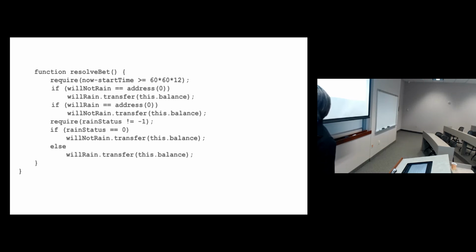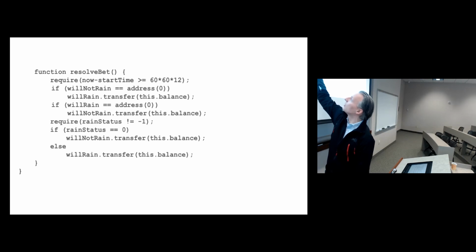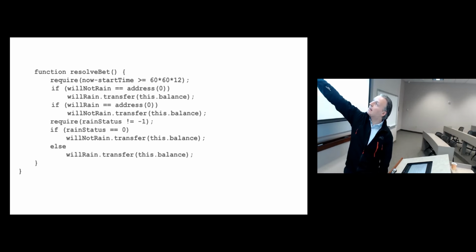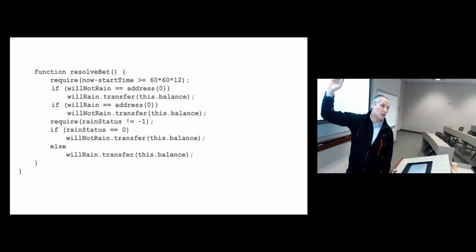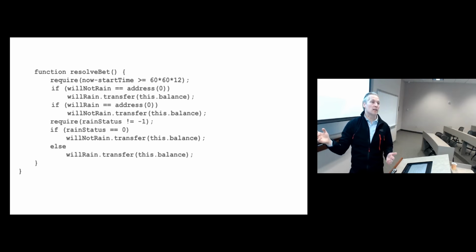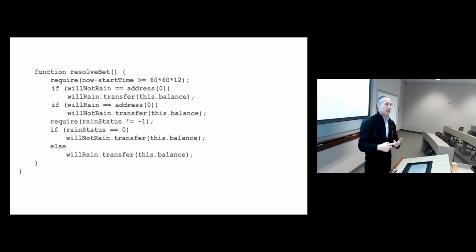Same for if that's not the case, the rain will be transferred in that balance. So it's a very basic if-then function. Now, all it takes really is that you're putting in the right addresses, the right stakes, and that you determine the outcome of the rain status in that sequence. Once you have that, it will compile.